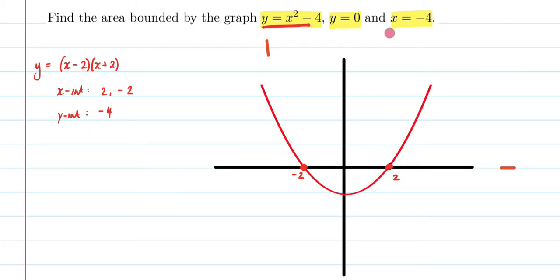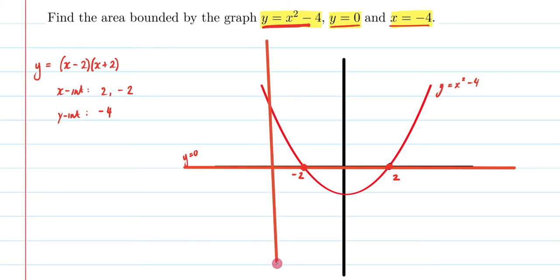Perfect. Next, I need to draw y equals 0, and we know that y equals 0 is simply the x-axis, so it's just going to look like that. Let me write y equals 0, and over here let me write y equals x squared minus 4. And now we have to draw x equals negative 4. We can do that very easily. We come over here and draw this down like this. That's a bit wonky, but it will do. It's going to be x equals negative 4.